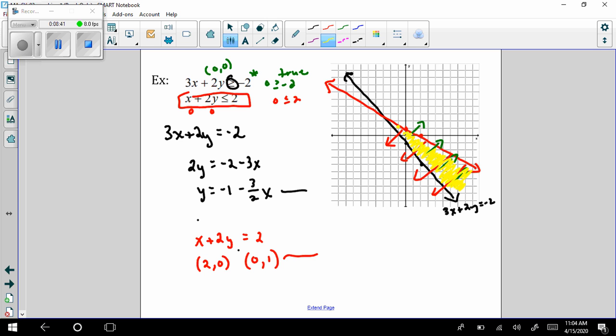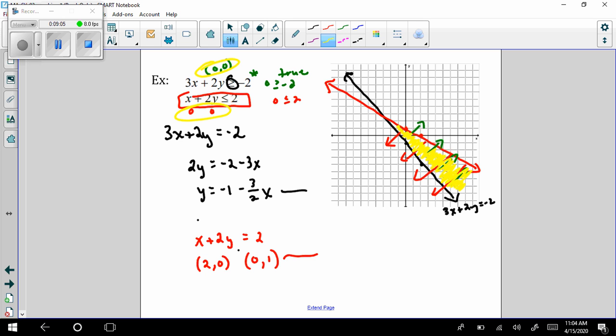Using OneNote, this is going to get a little messy, but you just have to do your best to make it look nice for me. If you wanted to check, pick a point down there in the solution set. Actually, you can just pick 0, 0. 0, 0 works in both of them, so that tells you that you have shaded correctly.